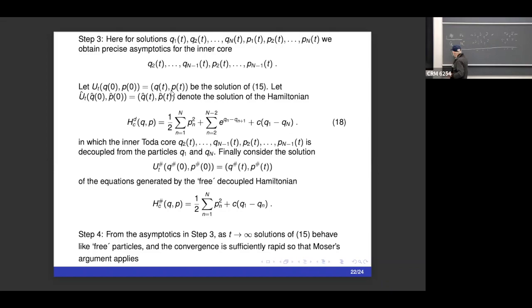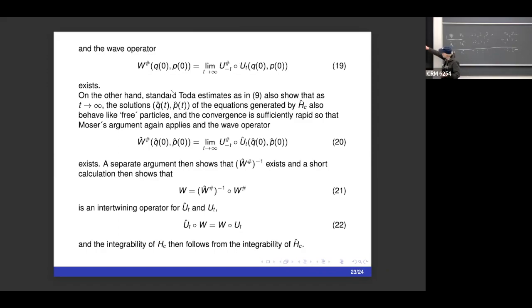And then we have a u sharp(t), which is just taking these particles, 1, 2, up to n minus 1. All these inner forces are now gone, and you just have the external forces like this. This is H sharp. So this is the full system. This is the system in which particles 1 and n have been decoupled from the inner core. And this is where all the particles are free, and just particle 1 and particle n are acted on by these external forces. Then you prove the first wave operator exists.